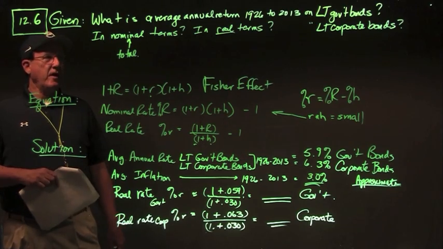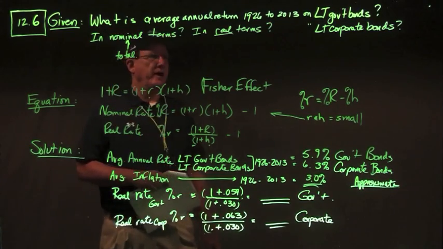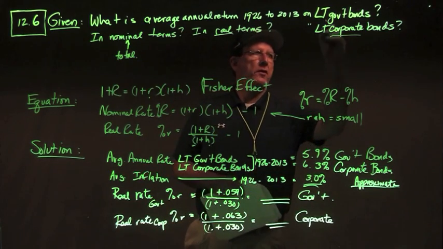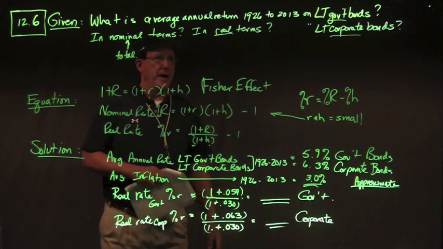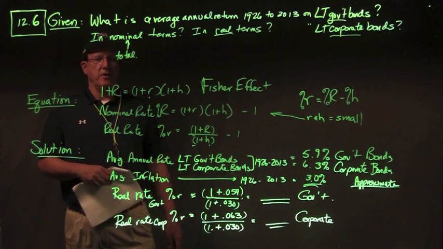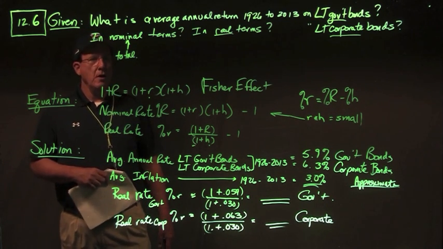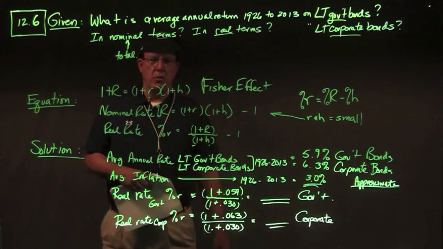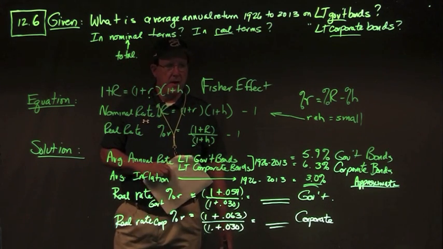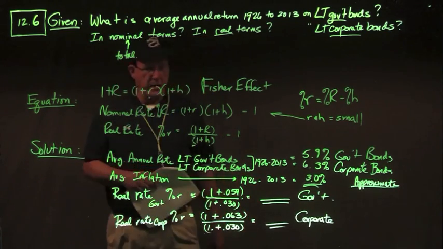In problem 12.6, I wanted to know what is the average annual return from 1926 to 2013 on long-term government bonds, and then what is it on long-term corporate bonds. So those are the two bonds I'm going to get when I buy a bond, on average, over the years. Again, using the Ibbotson and Sinquefield study and the Fisher effect. I'm going to calculate the total nominal, or dig it up out of the table in the book, and I want to calculate what these are in real terms once we back off inflation of 3%, which has averaged over the period 1926 to 2013.